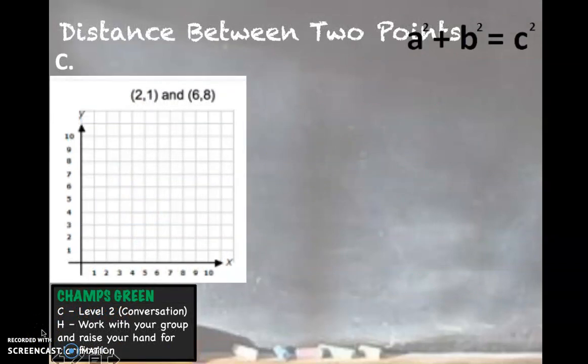Next one, this one, set it up on a grid. I would highly recommend just a plastic sheet of paper. Plot the points and draw your triangle so you can count your side legs so you know what the number represents. Go ahead and pause the video.